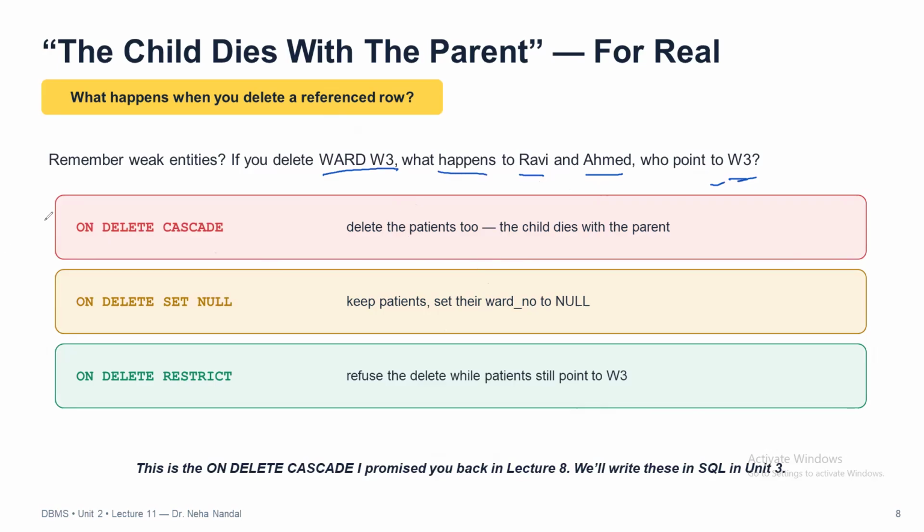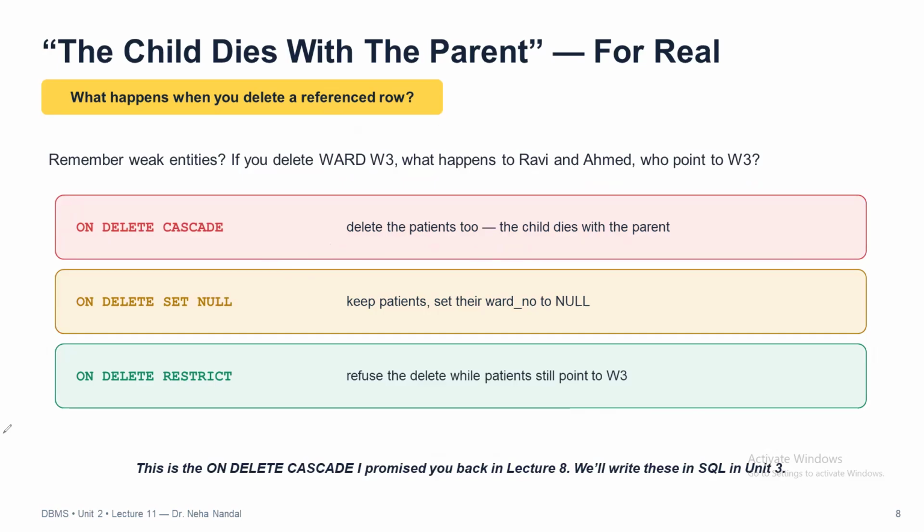In that scenario, the database recommends using on delete cascade. That means delete the patients too. That means delete the dependent table part also, the foreign key side. Correct. If the parent dies, the child also dies. That is the meaning. So if W3 is being deleted from the ward table, that means now W3 is not existing. Then from the patient table, the patients that belonged to that ward should also be deleted.